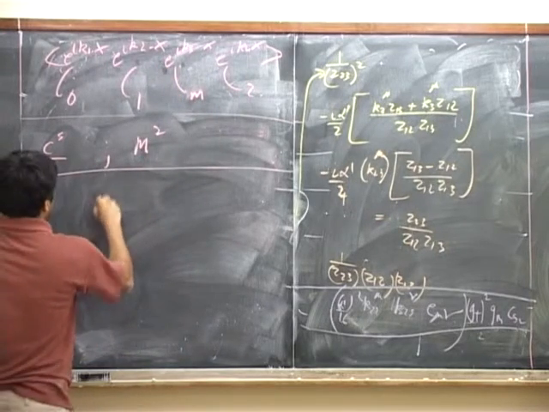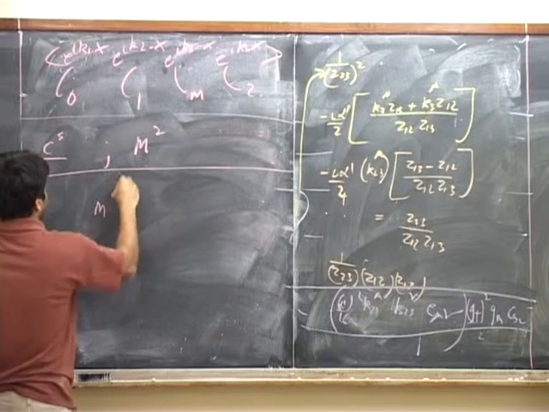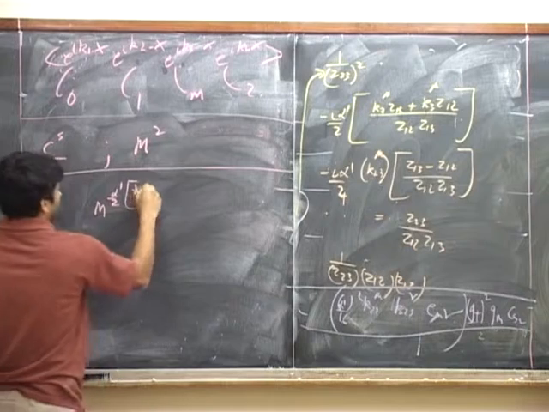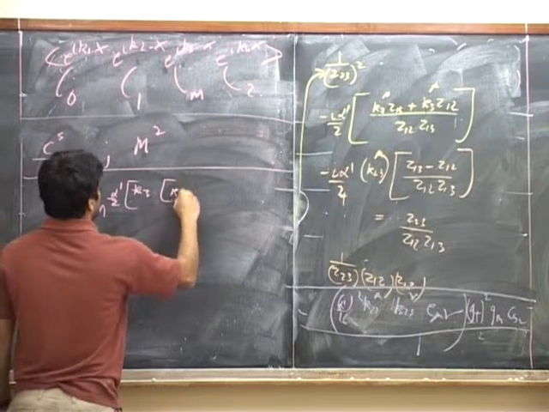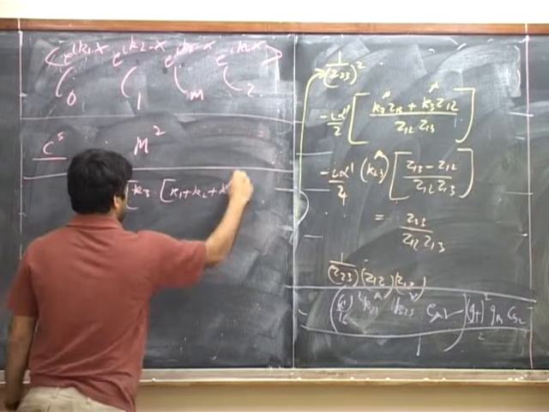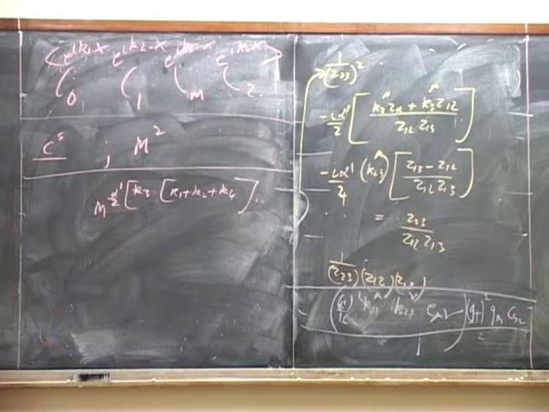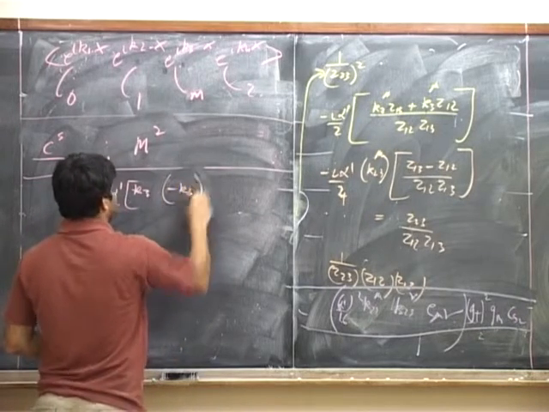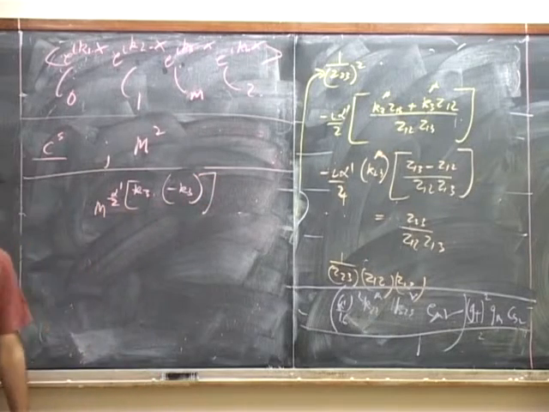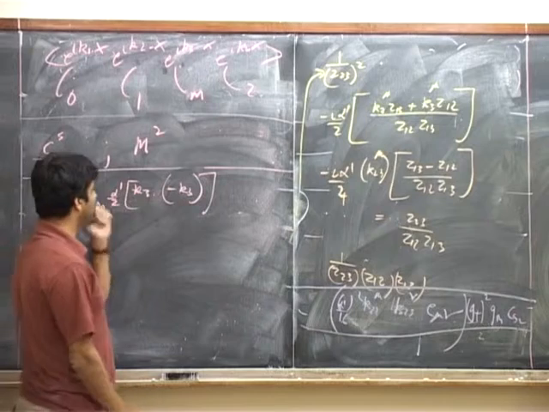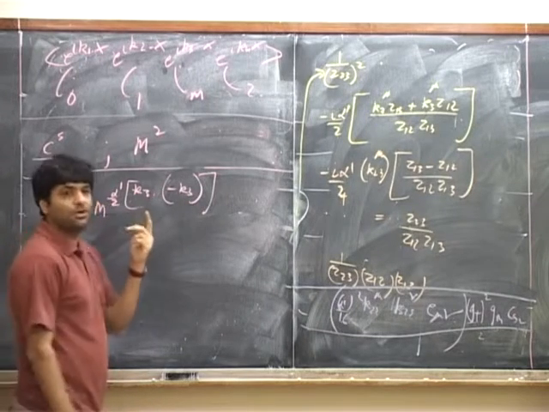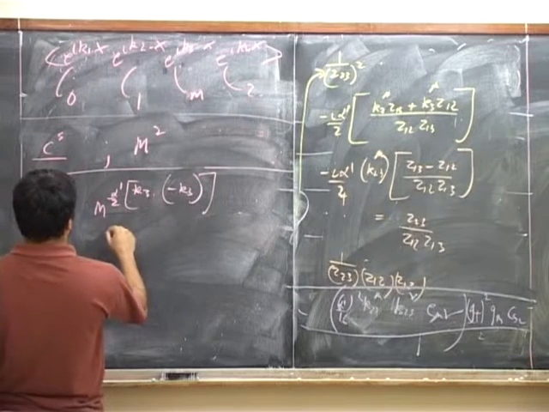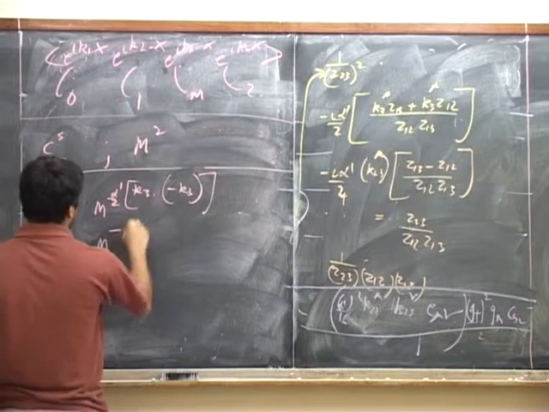So that gives us M to the power alpha prime by 2 into K3 dot K1 plus K2 plus K3. That's minus 8. That's right. So this is equal to minus K3. Now we can use the mass shell condition. So K3 squared is equal to 4 by alpha prime. So this is equal to M to the power minus 2.